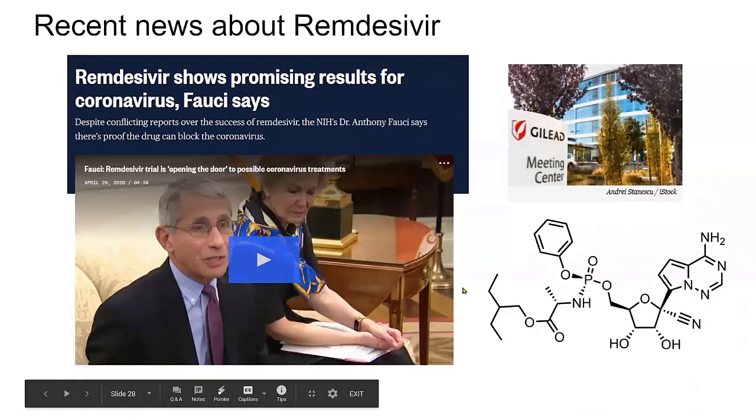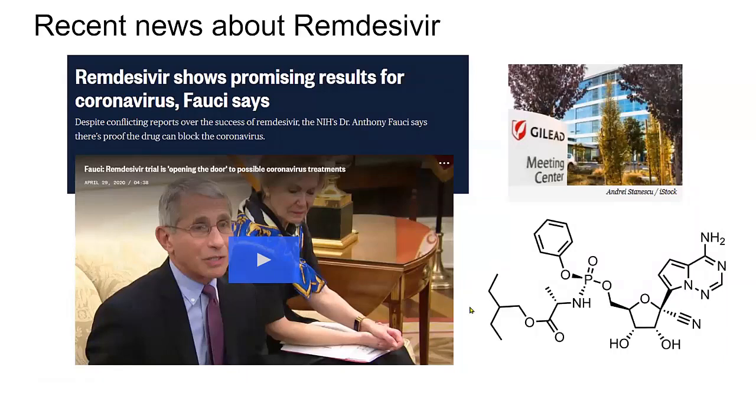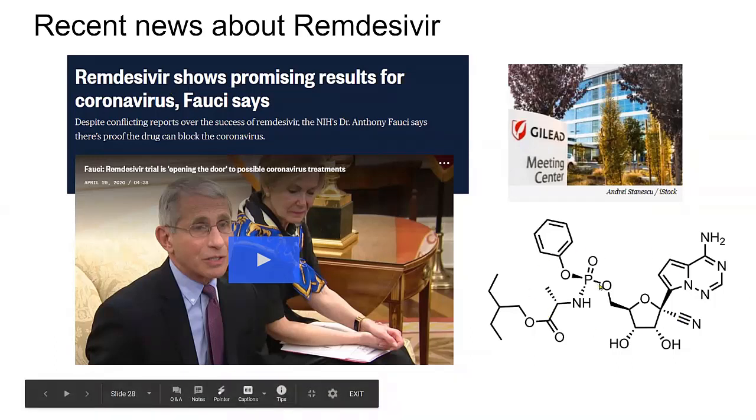All right, this is how I get to end. This is a drug. It's made by Gilead, which is a California company. They're in the Bay Area. And their whole job is to make new medicines. So this is the name of the drug. This is the structure of the molecule.